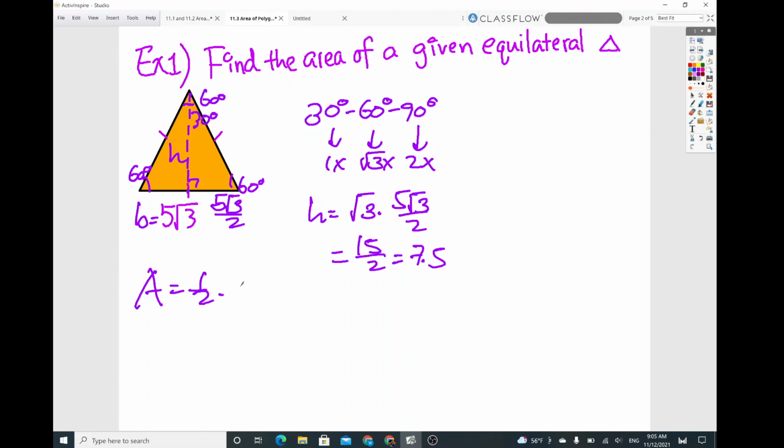So 1/2 times 5√3 times 15 over 2. 2 times 2 is 4. 5 times 15 is 75. So 75√3 over 4. And for the unit, there's no unit given, but you can say square units if you want. Okay, so now the next one.